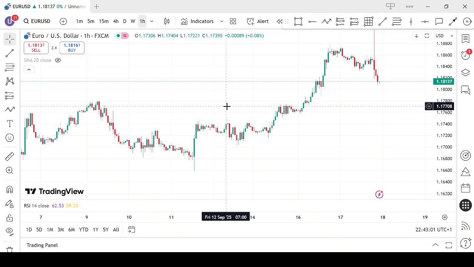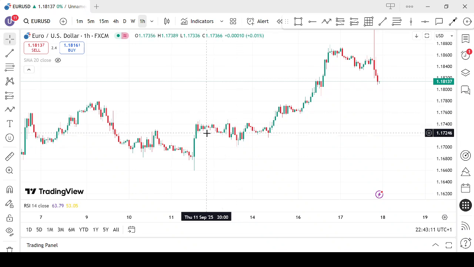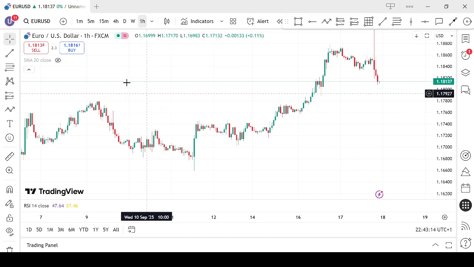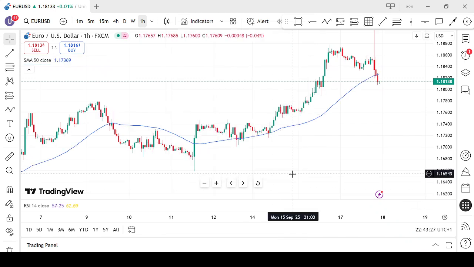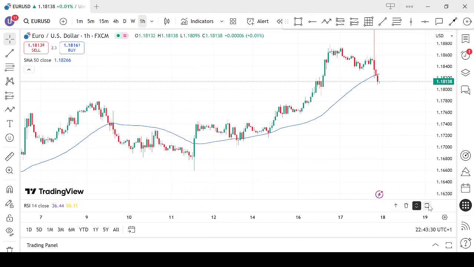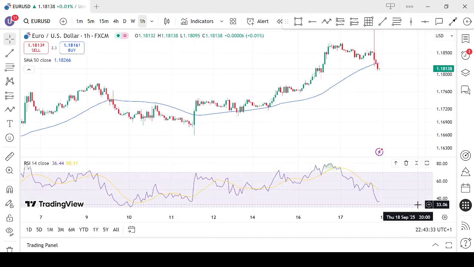The second step will be to set up your chart with key indicators. Load a 50 period moving average to review the prevailing trend by smoothing out price noise. By using the 50 period moving average, you'll be able to get the overall trend of the market, and it helps you smoothen out the price direction. You can also use your RSI, which helps us gauge the momentum and potential overbought and oversold conditions in the market.